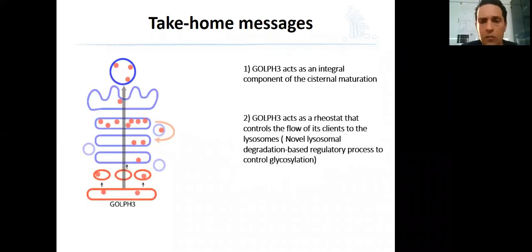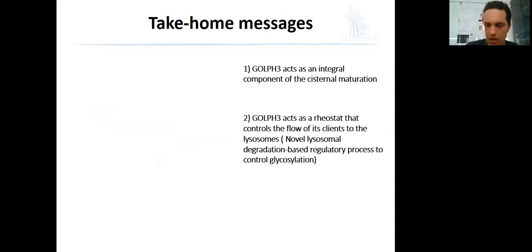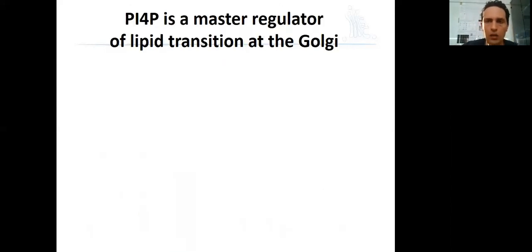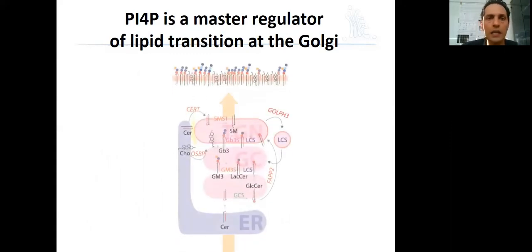Then, the second message is that GOLPH3 acts as a rheostat that controls the flow of its clients to the lysosome. And this is interesting because this is a novel lysosomal degradation-based regulatory process to control glycosylation. And finally, GOLPH3 alters the glycan pattern assembly on glycosphingolipids to produce more proliferation-inducing glycosphingolipid metabolites, in this case mainly GB3.